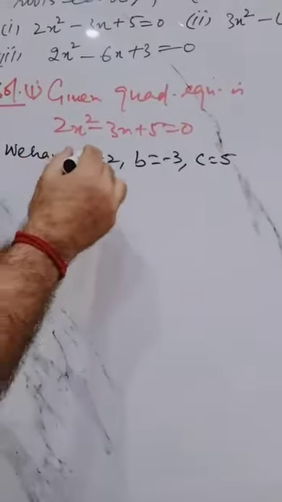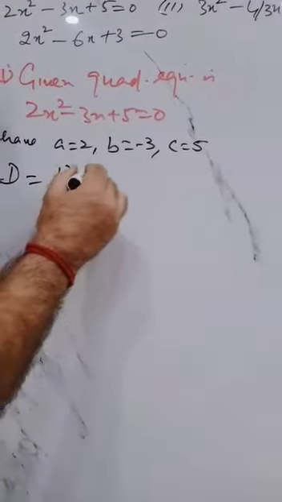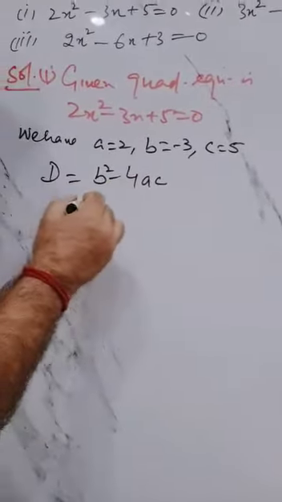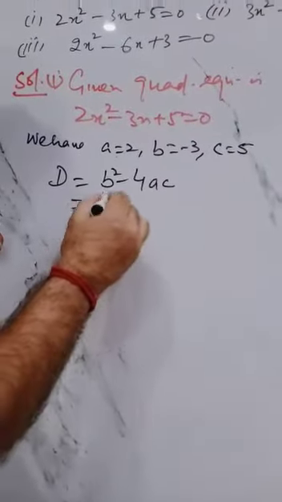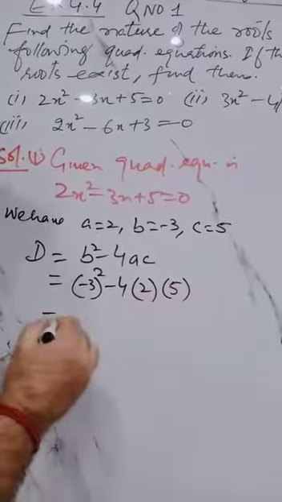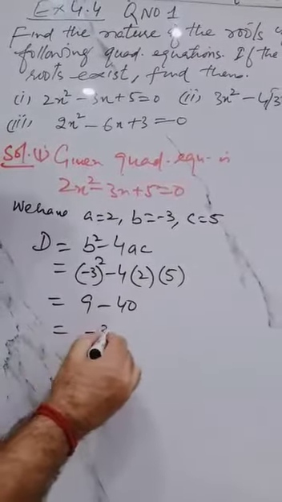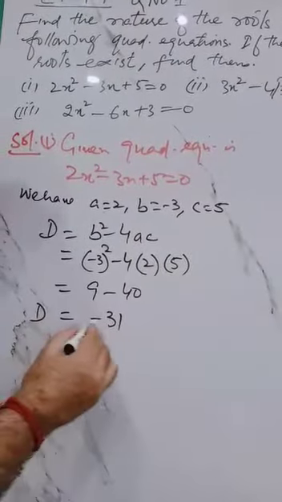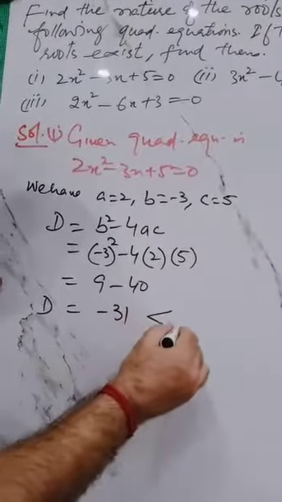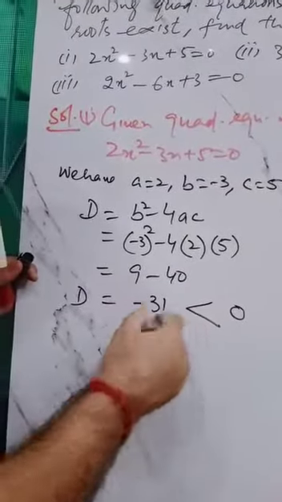Let us first find the value of b square minus 4ac, that is called the discriminant D. b square minus 4ac: b is minus 3 square minus 4 into 2 into 5. We get 9 minus 40, so that becomes minus 31. So our discriminant is minus 31, which is less than 0. Negative means less than 0.